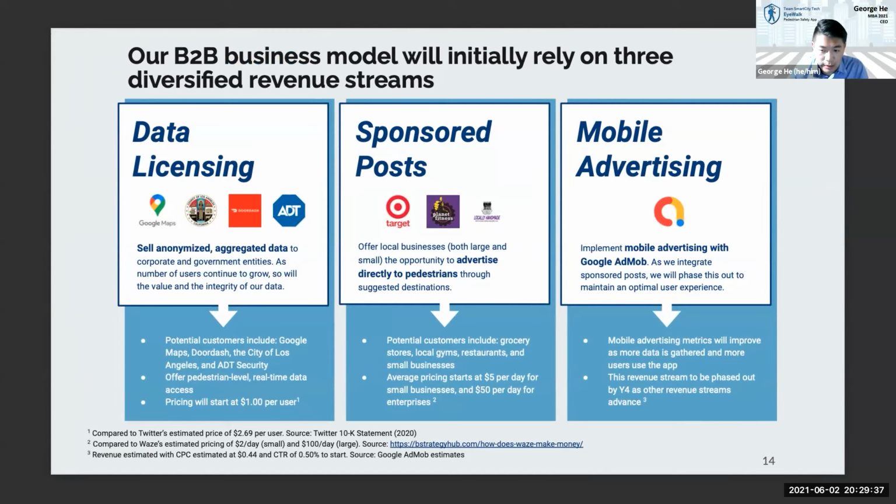In terms of that second column, sponsored posts, given that our core customers are pedestrians walking in a local area, we anticipate that local businesses and chains will be extremely interested in advertising to these pedestrians. We expect that businesses like local gyms, grocery stores, and restaurants would be particularly interested in reaching pedestrians currently using the app. While at first we don't expect a high number of sponsored posts, we will continue to add significant resources in marketing in order to develop these sponsor relationships over time.